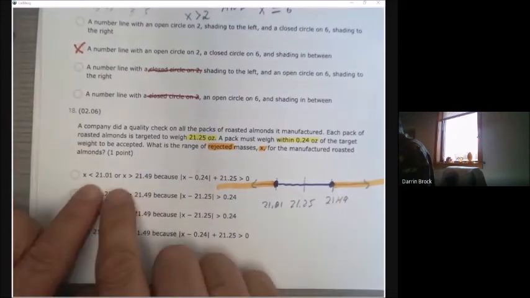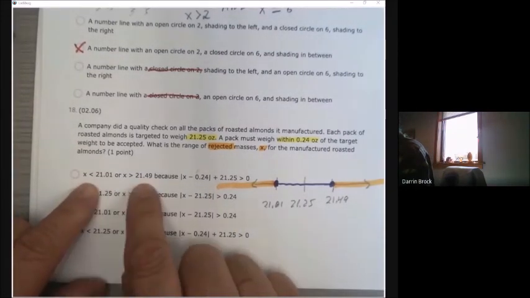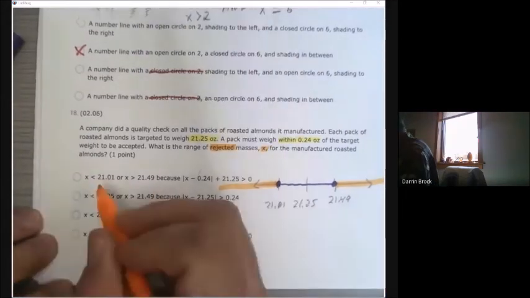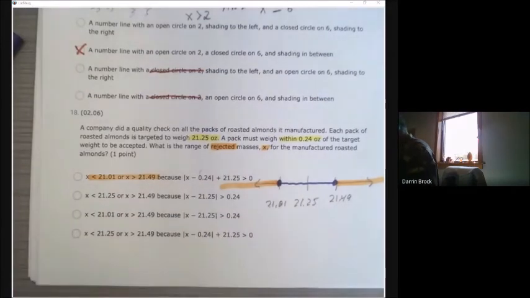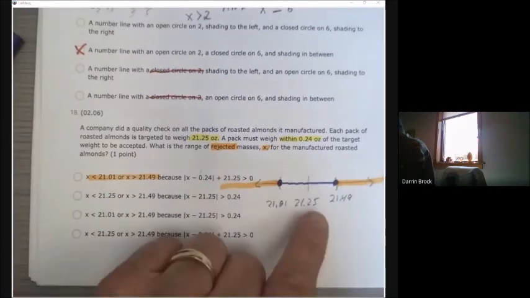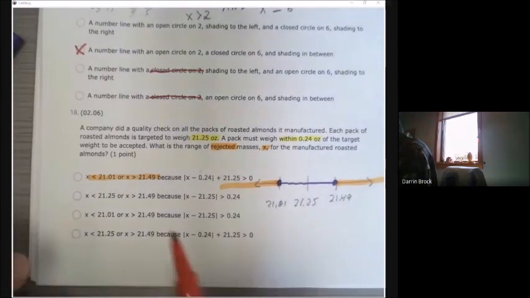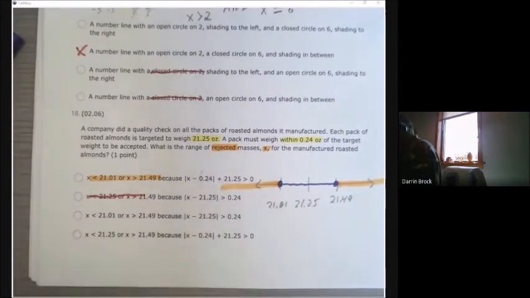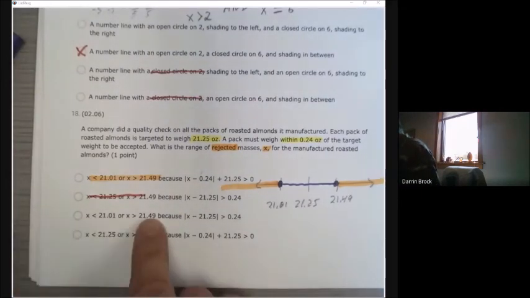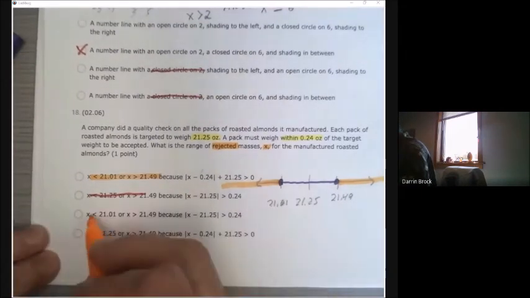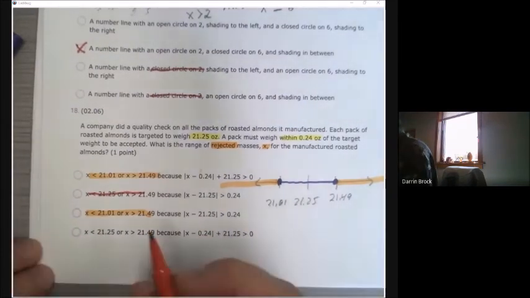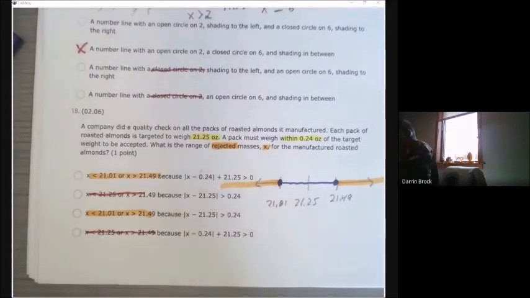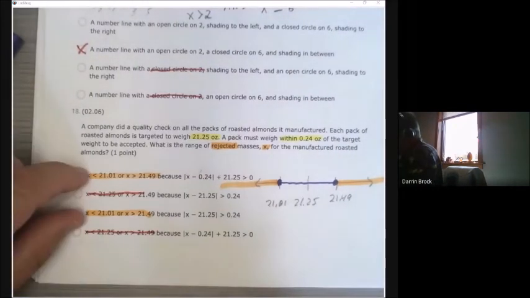Okay, first off, less than 2101, okay, that's got potential. Less than 2125 or greater than 2149? No, it can be less than 2125. It can be all the way down here. So that's out. This one says less than 2101 or greater than 2149. So that's true. And this one says less than 2125. Again, that's their target, but it can be less than that. So these two orange ones are both correct on the graph.